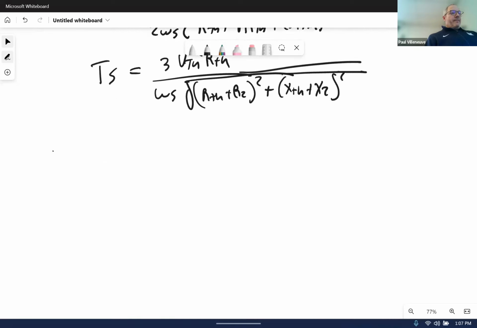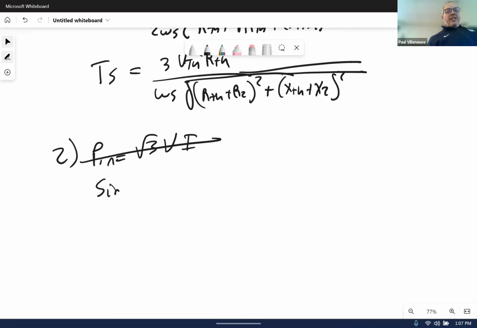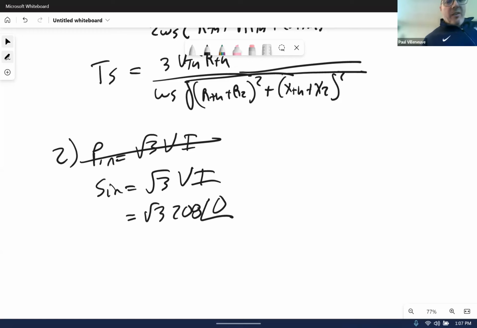It's just the one part of P and value, not the unit, but if you wrote that in the number. So let's do it this way. Let's do Sn is equal to the square root of 3 VI, okay? So we know that this is equal to the square root of 3, and the voltage is 208 at an angle of 0, and the current is 75, and the angle over here is the negative inverse cosine of 0.85, right? So that's Sn.